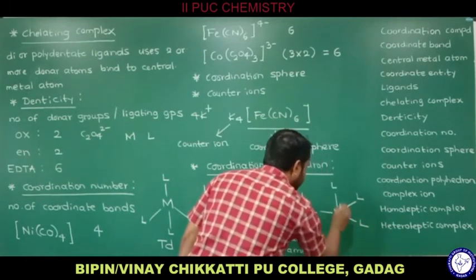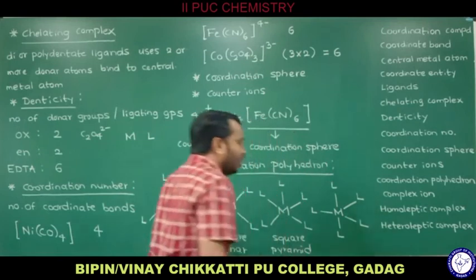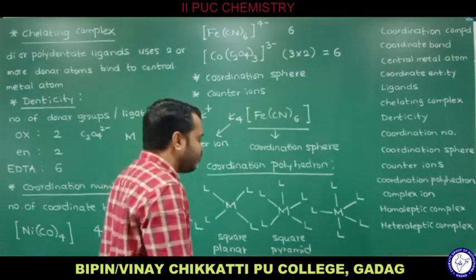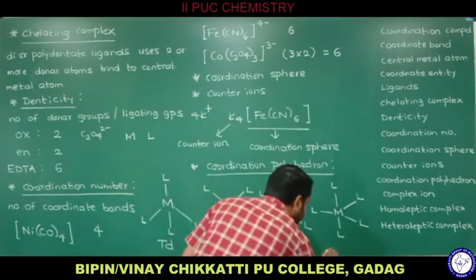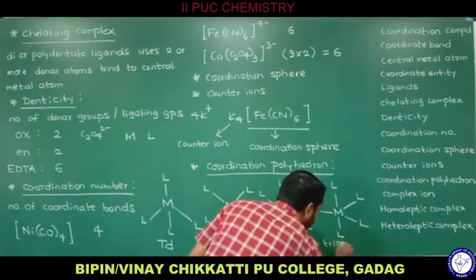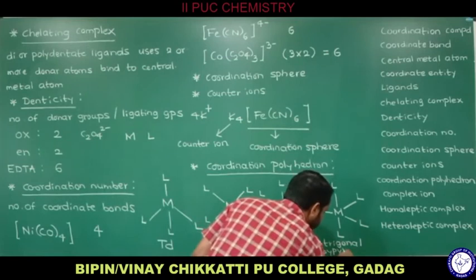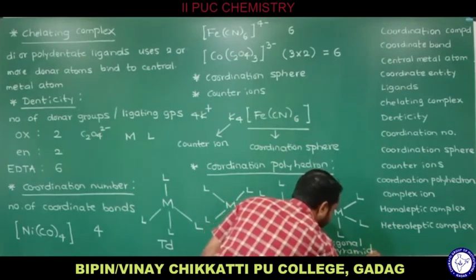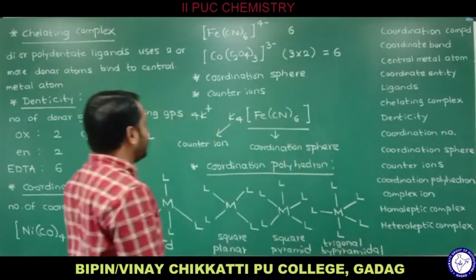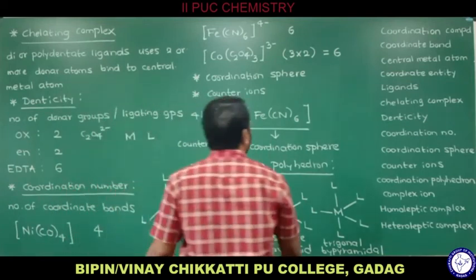And if we have the central metal atom, and in trigonal fashion the ligands are arranged, and one ligand is above and one ligand is below. Of course it has an excess of lone pair of electrons, and this we call trigonal bipyramidal. Bipyramidal shape we are going to get. So these are the standards. So one more I am going to consider.